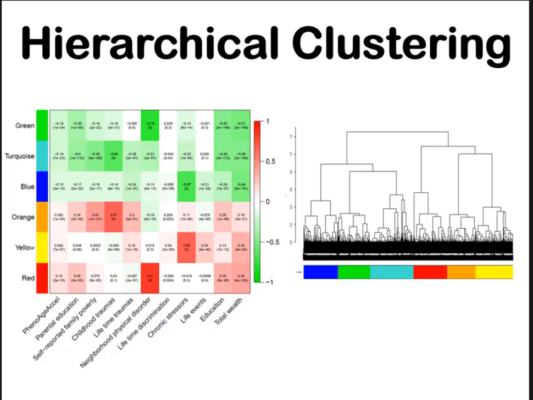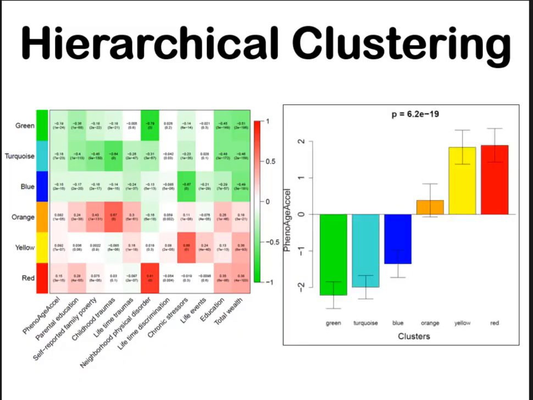So now what we can do is compare the phenotypic ages of people in these different groups. Basically what we find is that individuals in this green group tend to have the lowest phenotypic ages. So these are people with high SES, so high education, high wealth, and low neighborhood physical disorder, compared to people in this red group, which has high neighborhood physical disorder, low education, and low wealth. And same thing for people in the yellow, which is high chronic stressors and high life events variables. So they tend to have what we consider accelerated phenotypic age.